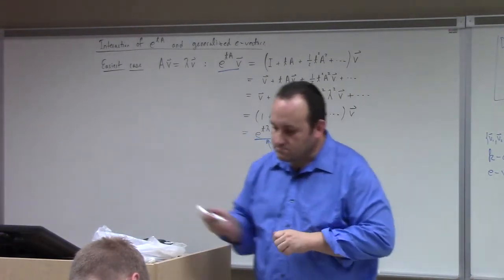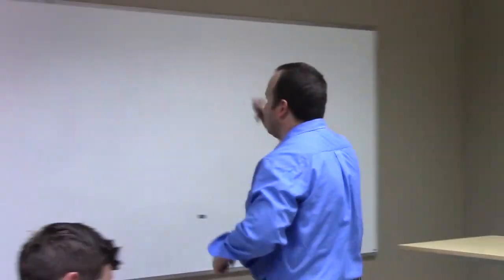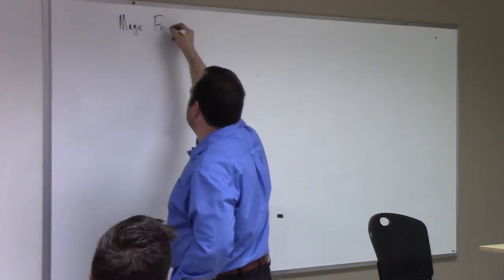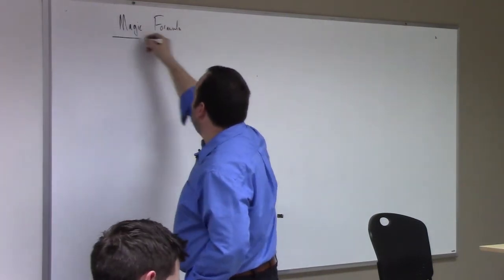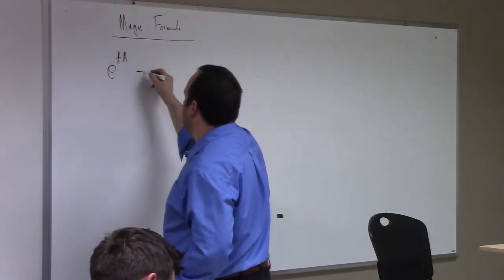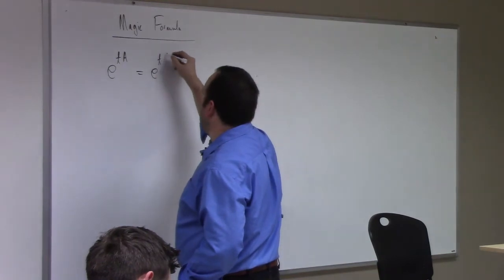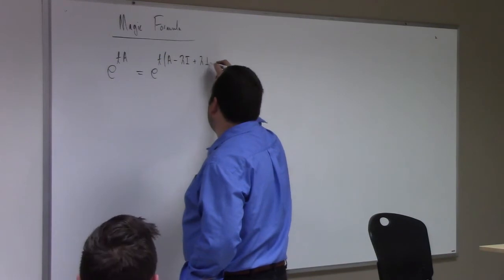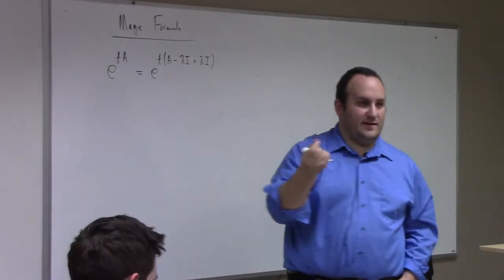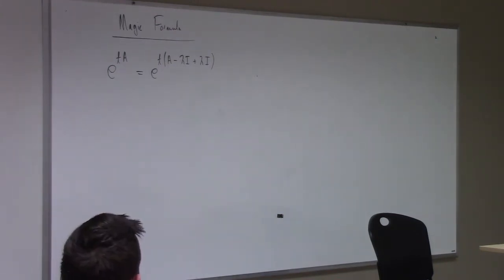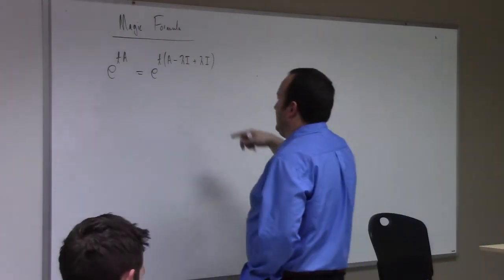I'll do it over here. Magic formula. Here we go. e to the tA equals e to the t, and what I'm going to do is just replicate the thing I did in example 2. I'm going to add and subtract lambda I. Remember, I subtracted and added 3I because that was my lambda. So just basically repeat that trick.